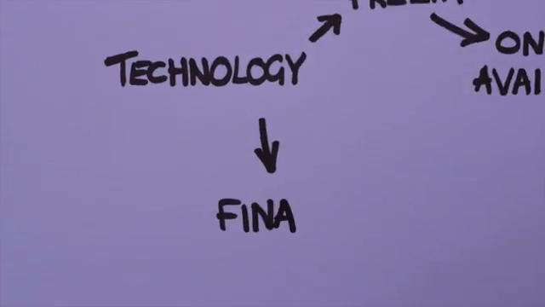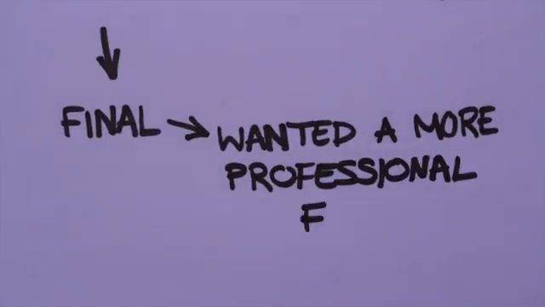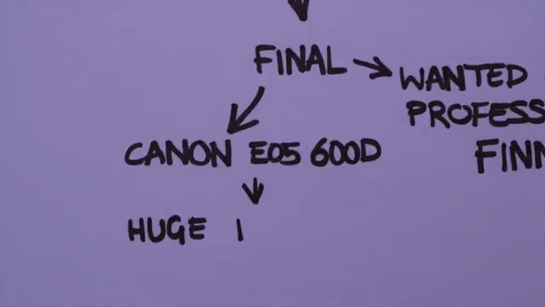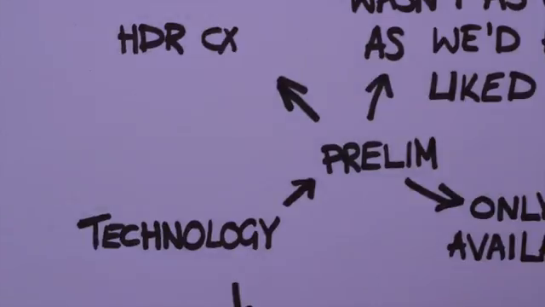For our final piece, however, we wanted a more professional look to it, so we decided to use a Canon EOS 60D. Due to this, there was a huge improvement in the camera quality compared to the prelim, where we had used a HDR CX220.